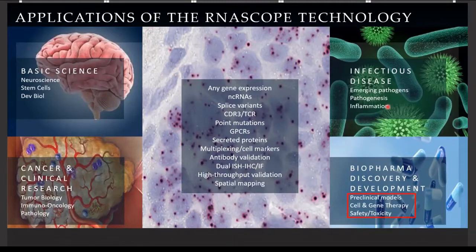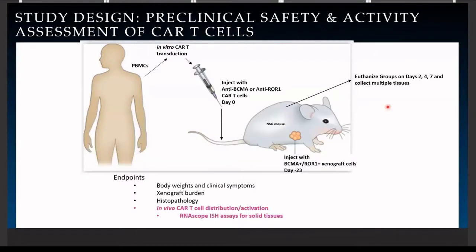So without delaying further, let's start with our first example, where I'm going to talk to you about how RNAscope was used for preclinical safety and activity assessment of CAR T cells. This is a project that we did in collaboration with Bluebird Bio, where they were wanting to develop CAR T therapy against certain solid tumor antigens like BCMA and ROR1. And I'm going to talk to you about how RNAscope is used to help develop that CAR T therapy and assess the safety in the preclinical model.